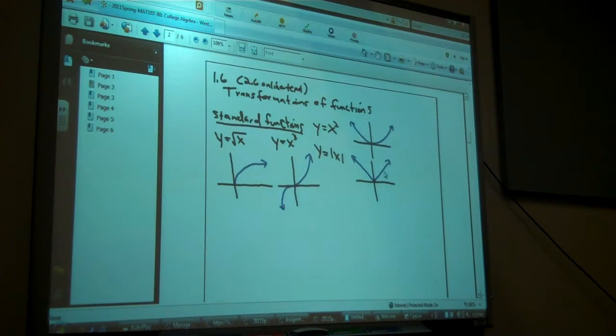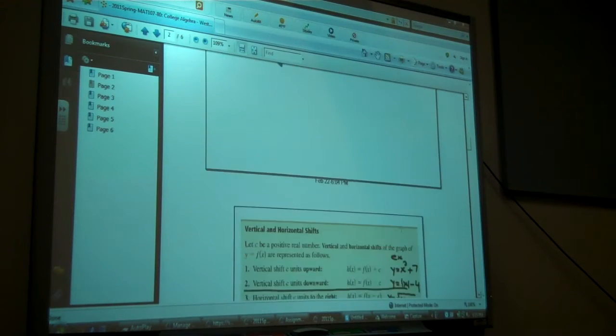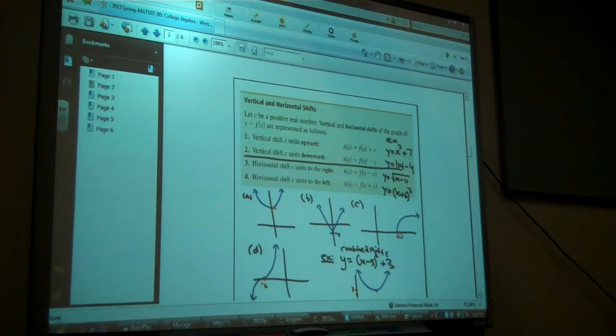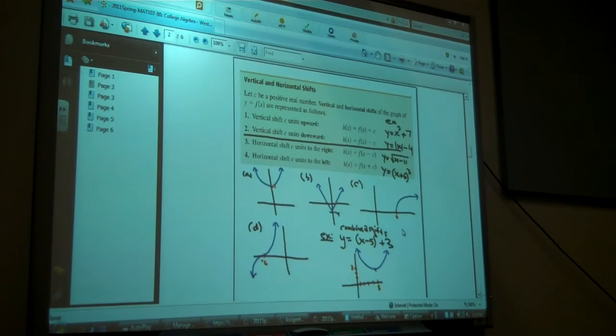Think of these as your standard functions, your parent graphs, and you're going to transform these functions in the following ways. First, by shifting either up or down, or left or right. What that does in the equation, an up or down shift, is adding or subtracting at the end. This one is a shift up 7. This one is a shift down 4.